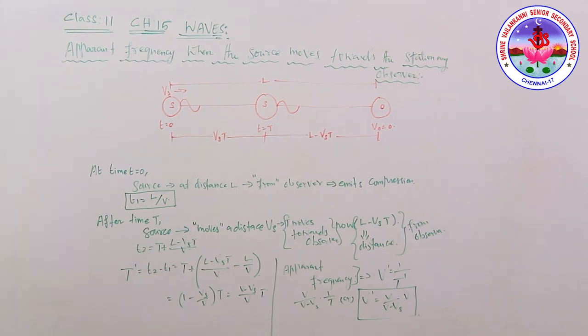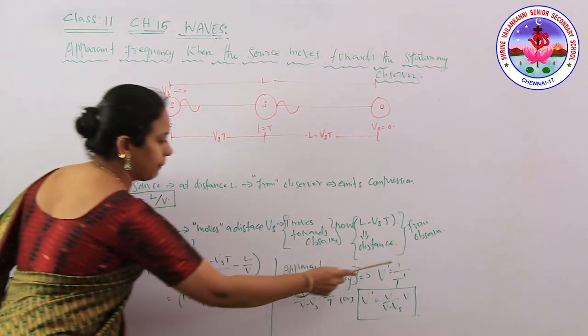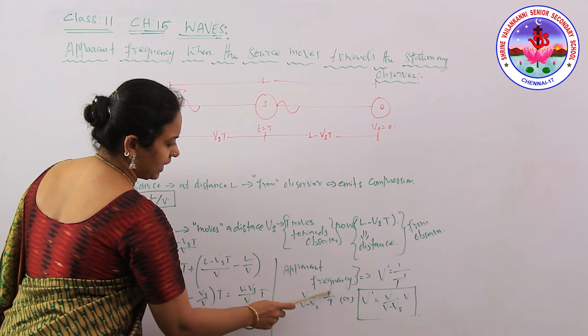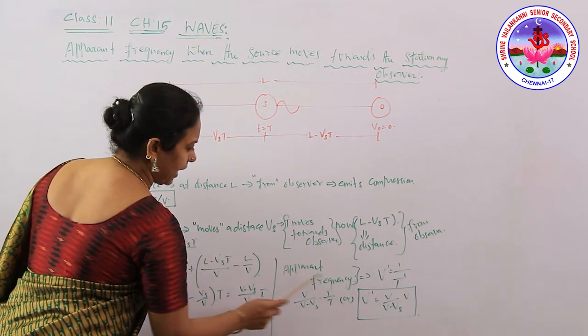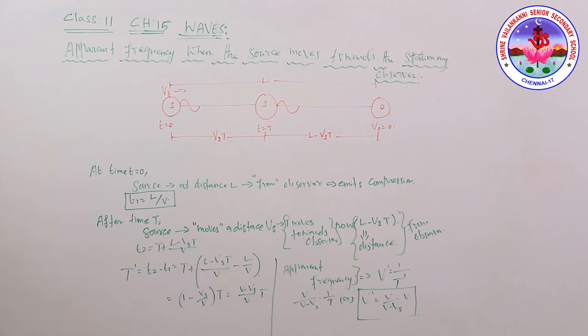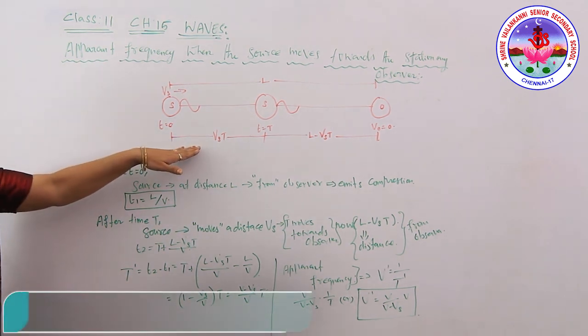And now the apparent frequency of the sound heard by the observer is mu dash, which is equal to 1 by T dash. So mu dash is equal to 1 by T dash, so by applying the value, V by (V minus Vs) into 1 by T. The apparent frequency mu dash is equal to V by (V minus Vs) into mu. So the sound appears to increase when the source moves toward the stationary observer. Right. Yes, students.